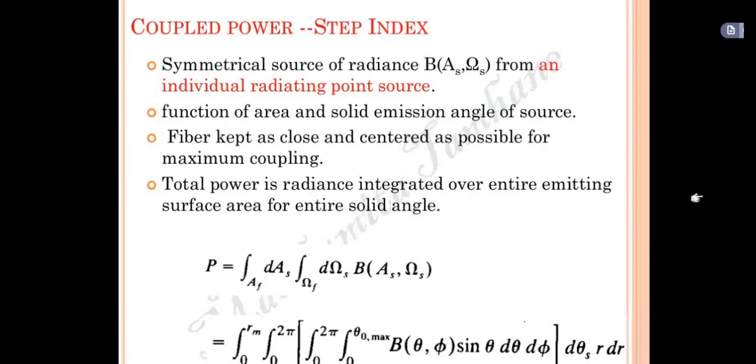First we want to see the index value. For the symmetrical source, the radiance is B(θs, φs), for a symmetrical source from an individual radiating point source. Next, the area and the solid emission angle of the source can both be taken as functions of the source only. Next, the fiber is kept as close and centered as possible for maximum coupling. For maximum coupling, the fiber must be placed within that particular radiation. Clear?